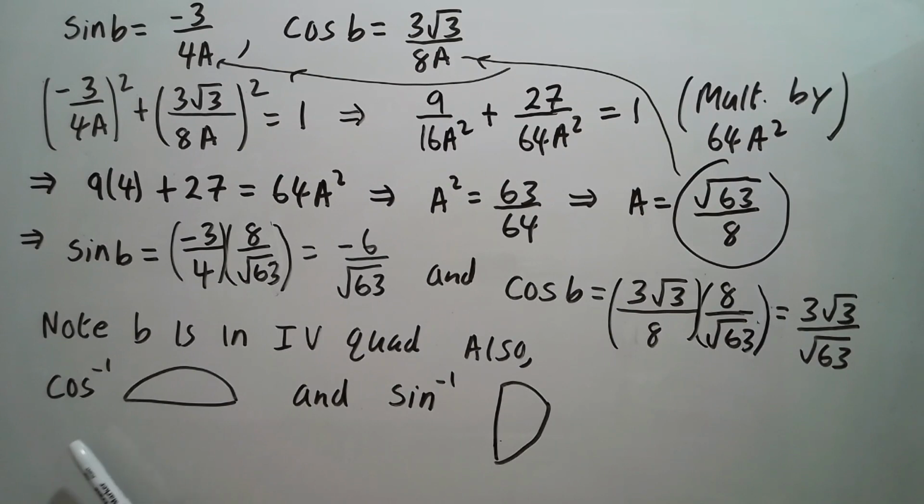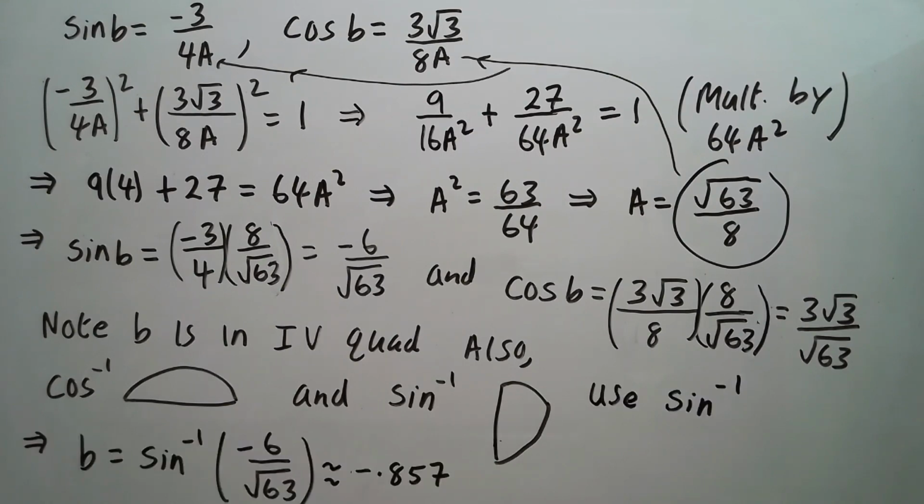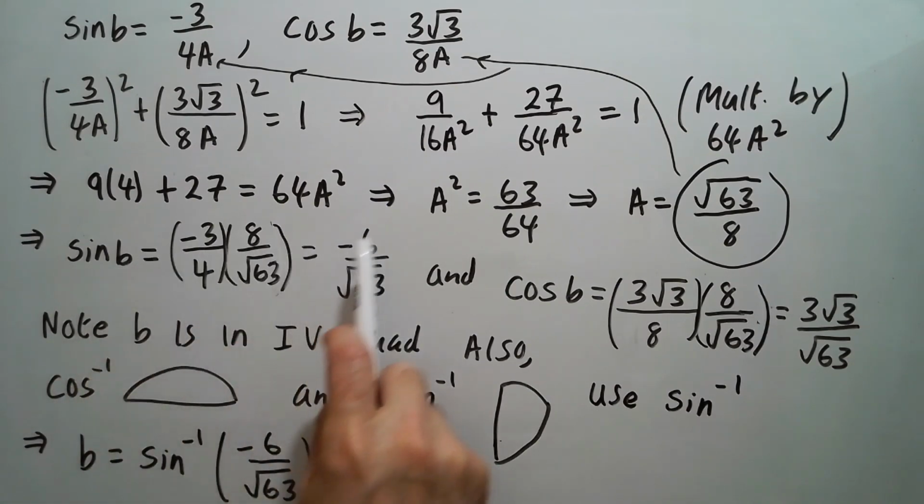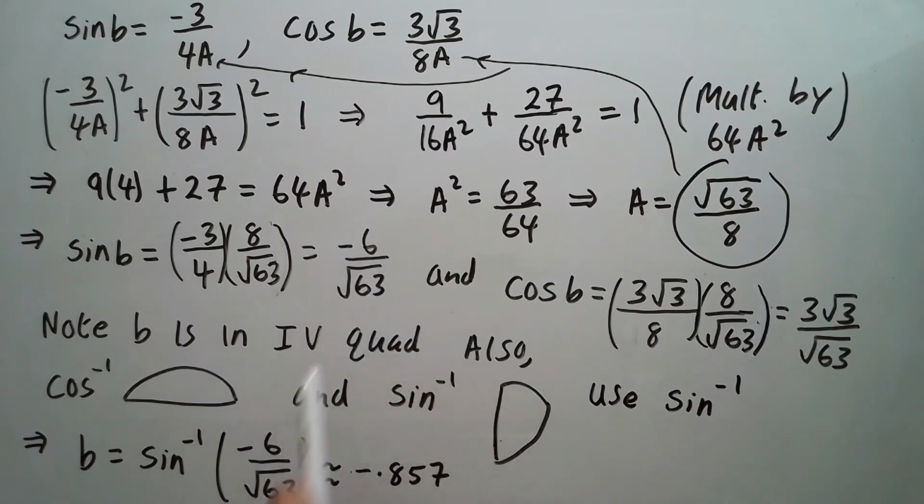Now, if you recall from your trig, the inverse cosine gives you an answer in the first and second quadrant, and the inverse sine gives you an answer in the first and fourth. Since we're in the fourth quadrant, we'll be using the inverse sine here to find our b. So we're going to take inverse sine on both sides here to solve for b. So our b then will be inverse sine of negative 6 over square root of 63.